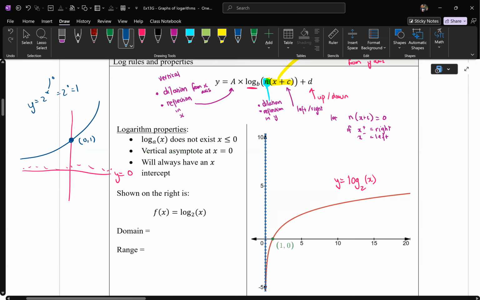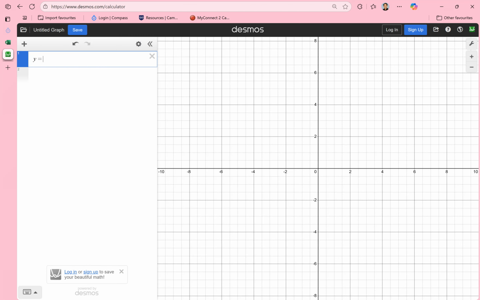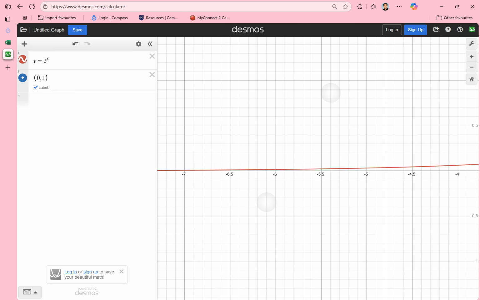So here's an example. It's this one. So just a refresher on the graphs. Here, 2 to the x. That's what it looks like, right? Notice where the y-intercept is. I'm going to change it to 0, 1 and label it. See that? 0, 1. So when x is 0, 2 to the power of 0 is 1. So it crosses the y-axis there, but it never touches the x-axis. Looks like it does, but when you zoom in, there's always a gap.